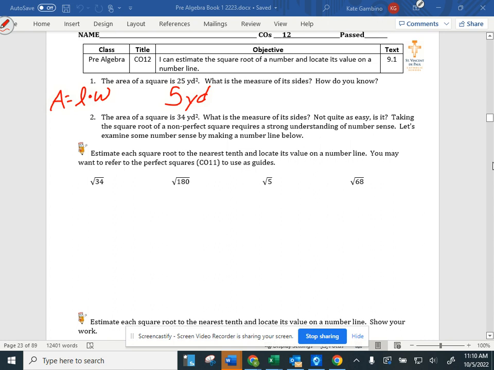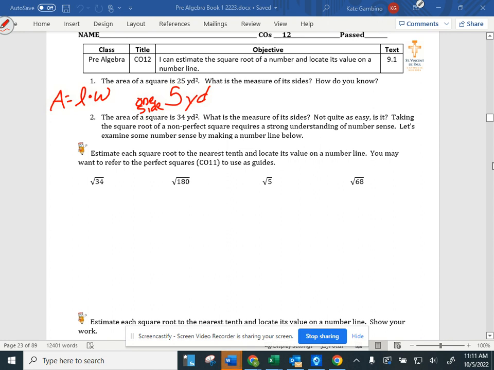So the area of a square now is 34 yards squared. What is the measure of its sides? Yes? When it says measure of its sides, doesn't it mean the perimeter, all of the sides? No. Oh. So, well, this would be one side. Yeah. So one side is 5 yards. So I think it's asking what is the measure of one side. So because they're all the same size.